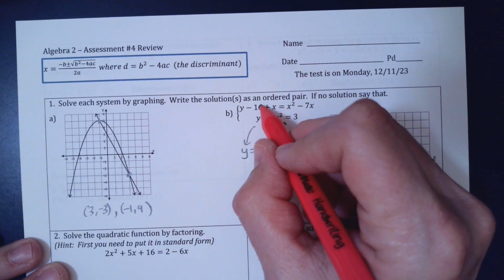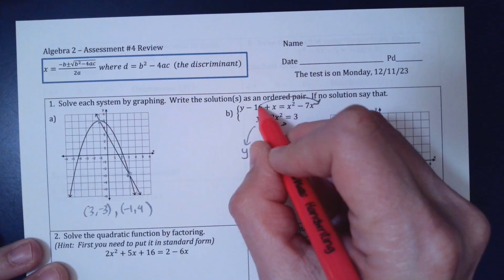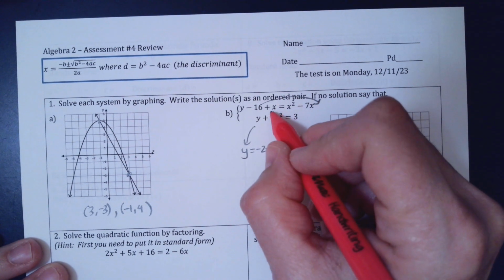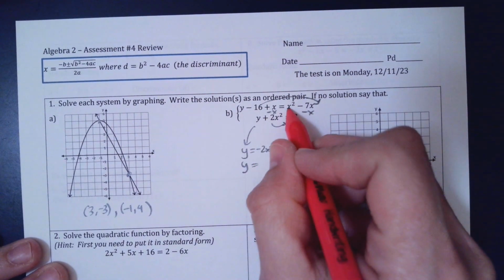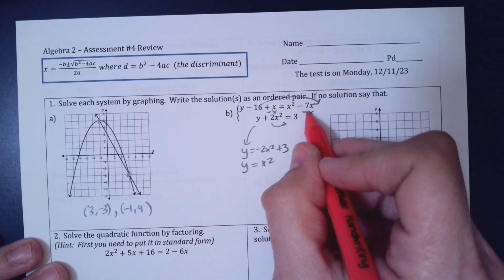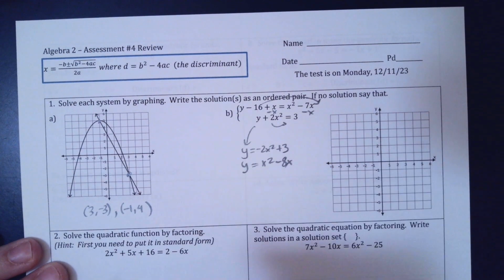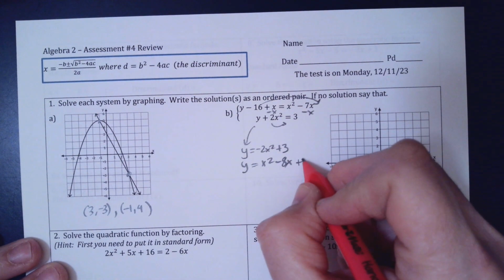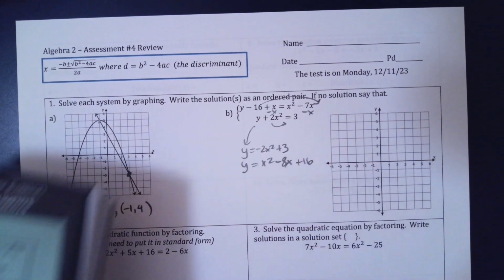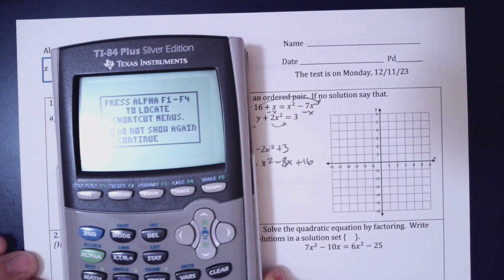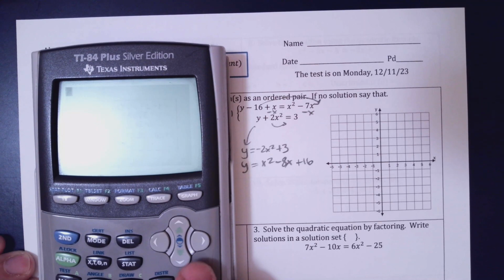Over here, I'm going to move that 16 to the other side, turns into a positive 16. And I'm going to take away x. So this will turn into x squared, this will be -8x, and the 16 on the end. All right, so from there, that's a parabola facing up. So from there, we're just going to go and graph it on the calculator.